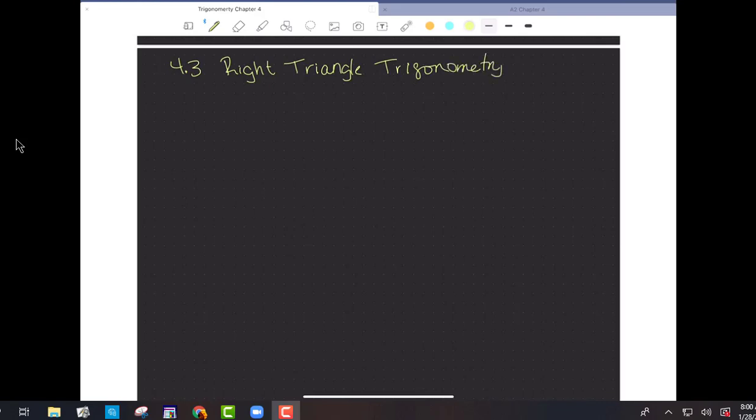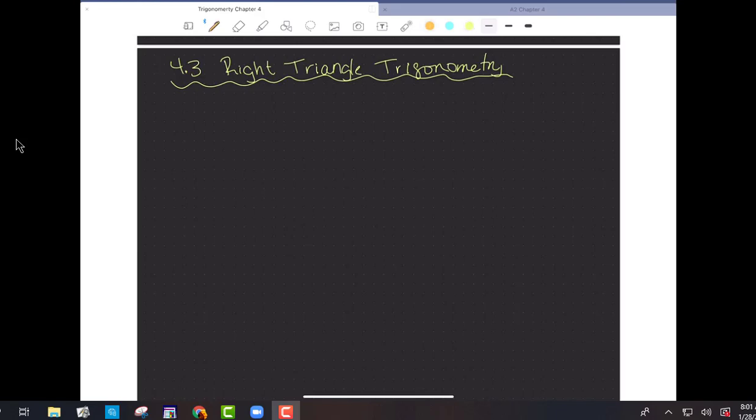Section 4.3 is on right triangle trigonometry. At least it's not a left triangle, it's a right triangle. And we love using trigonometry.